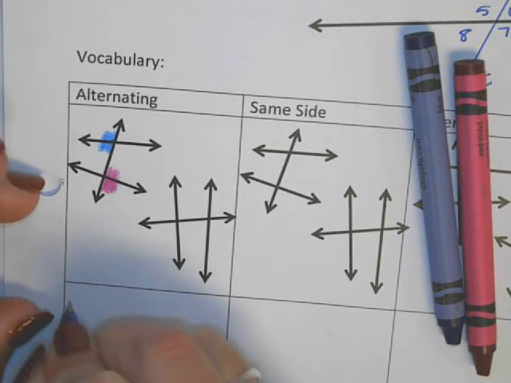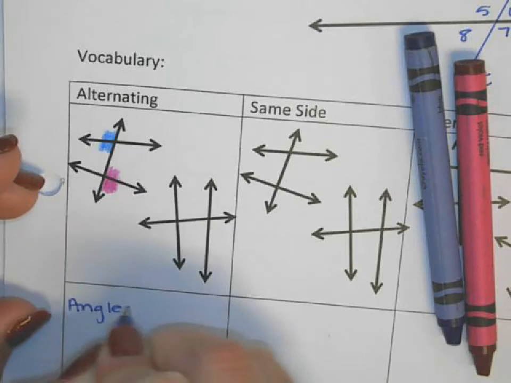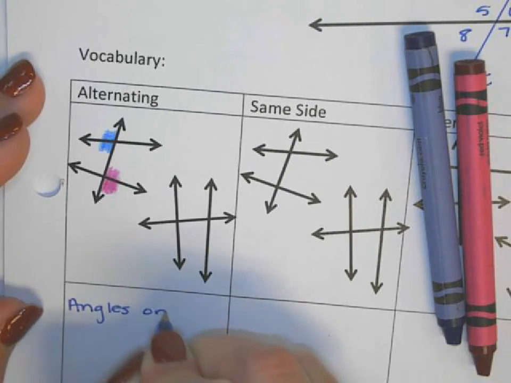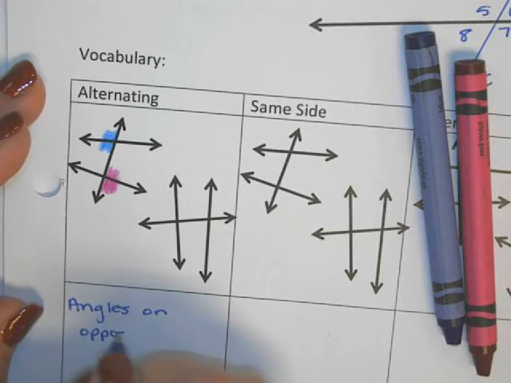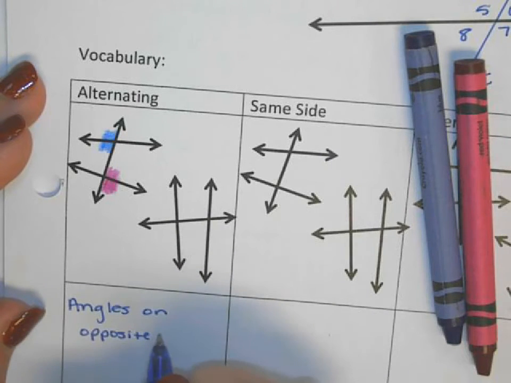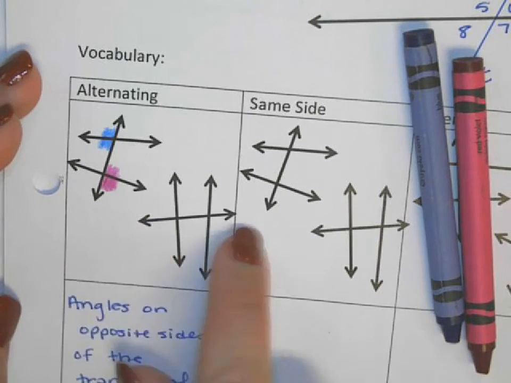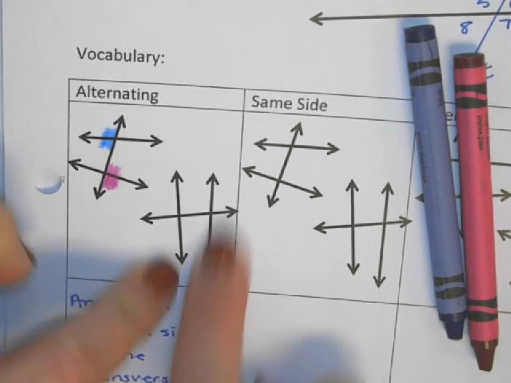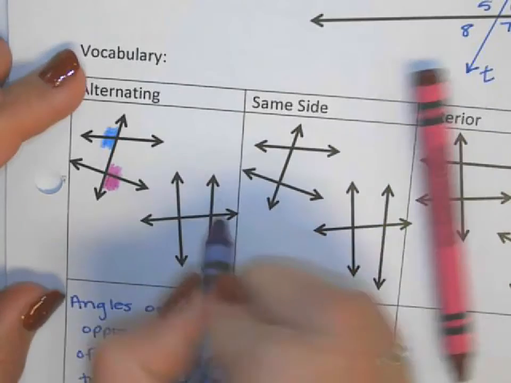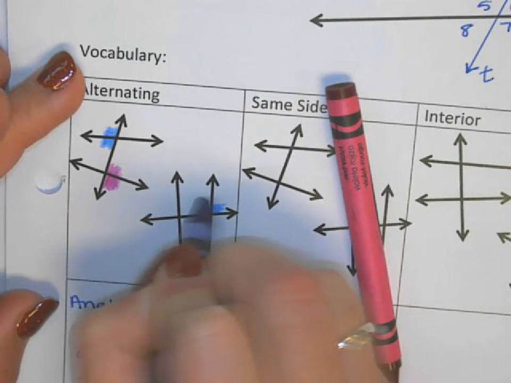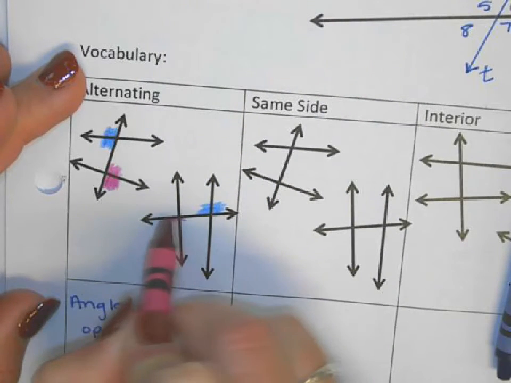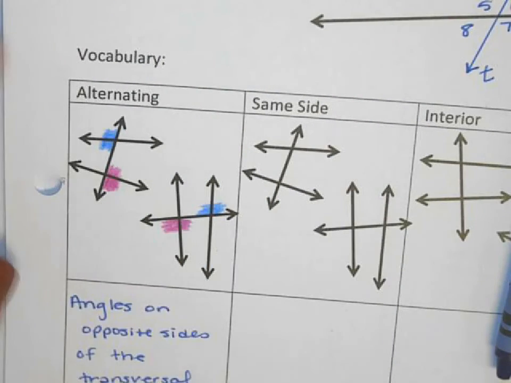These are angles on opposite sides of the transversal. Now here the transversal is the one that's running left to right because here are the two lines. So you'd be on the upper part of the transversal and this one would be on the under part of the transversal.